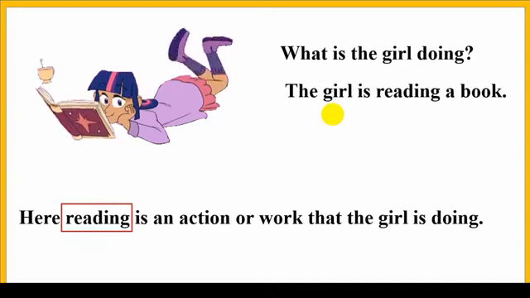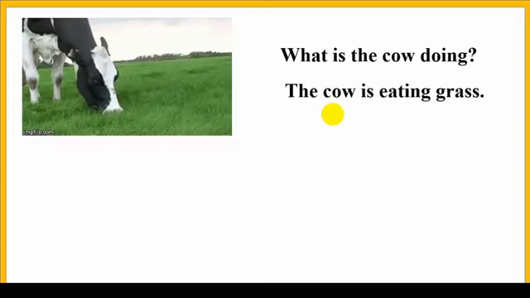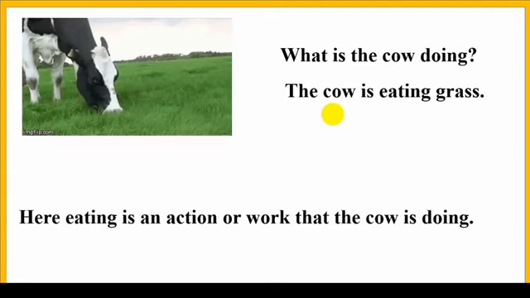Let's look another example. What is the animal? The animal is a cow. And what is the cow doing? Yes, the cow is eating grass. Dear students, here eating is an action or work that the cow is doing, or the subject of this sentence is doing. So we can say here eating is a verb.